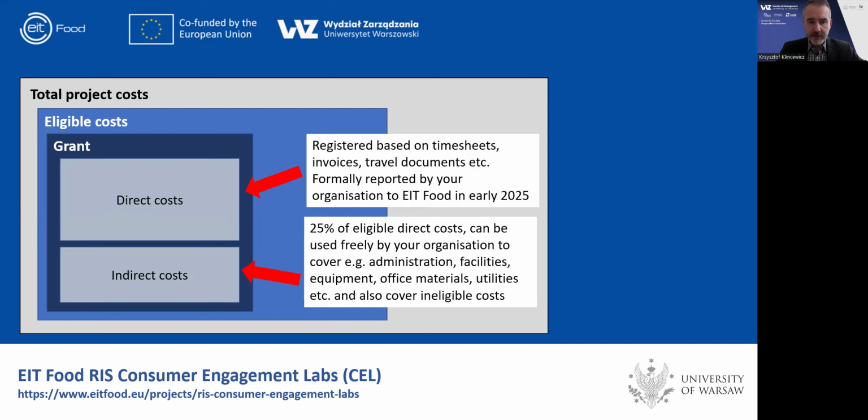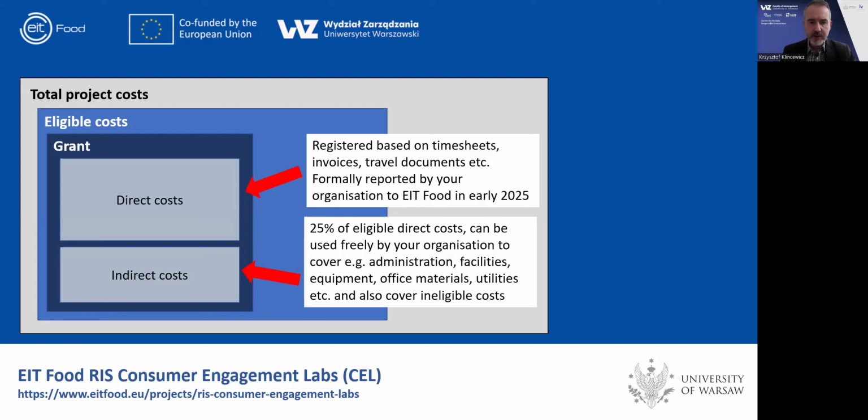Within the grant that you receive, part of the costs are direct costs and part are indirect costs. I hope that most of you are familiar with this concept. Direct costs are the actual costs that you report. So you calculate parts of salaries, of the personnel cost, you collect invoices for all the purchases, you collect travel documents and report every single euro that was spent on the project.